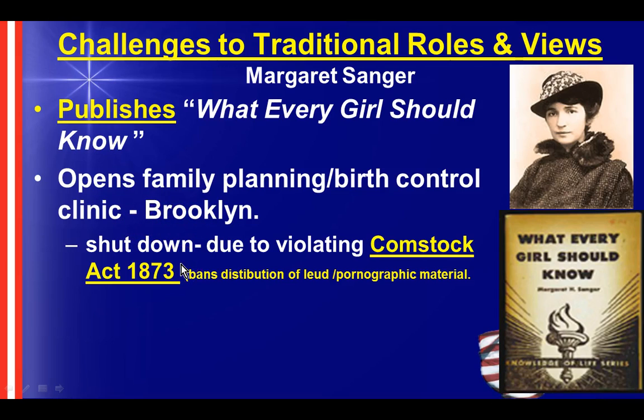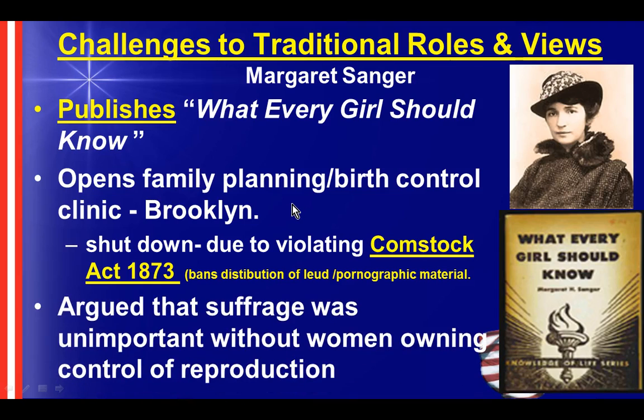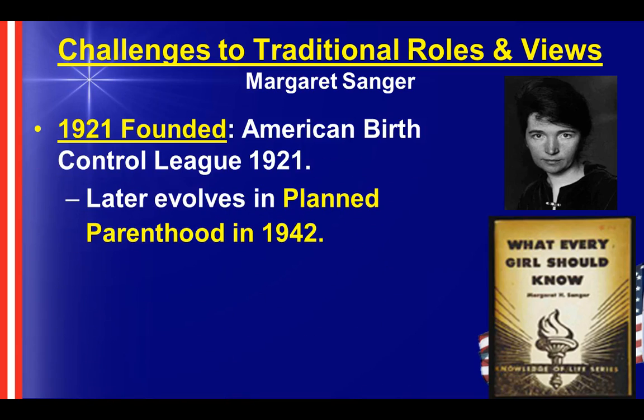It gets shut down right away because in 1873 there was a series of laws passed by Congress called the Comstock laws that basically detailed a lot of bans on the distribution of lewd or what is considered pornographic or immoral material, and birth control fit right into that. And birth control wasn't something that was advocated by many religious groups, and was banned in many states, for example. She argued that suffrage was unimportant without women owning control of their bodies and reproduction process. And so that issue of birth control and reproduction for women comes right about this point in time as well.